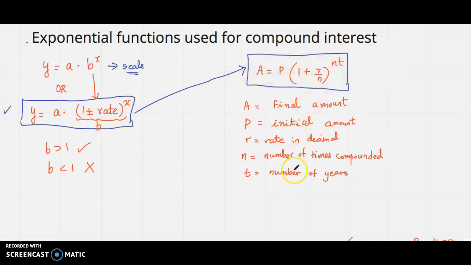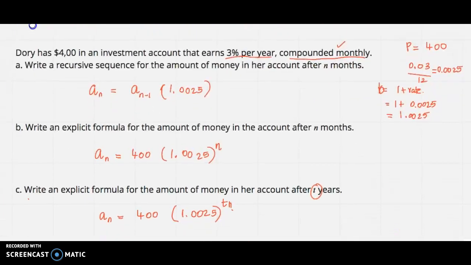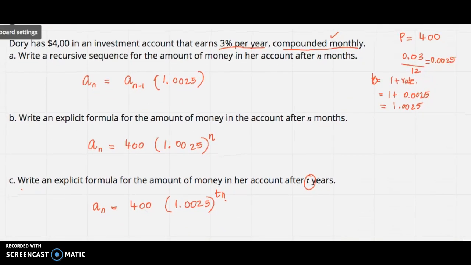So we are supposed to know how to write formulas for given questions and to also actually use the formulas to do problems. So here's our first problem. It's already done for you. I'm just going to explain it because we don't have to solve it. We just have to write formulas here. Dory has $400 in an investment account that earns 3% per year compounded monthly. So I put P as 400 because that's the money we start with.